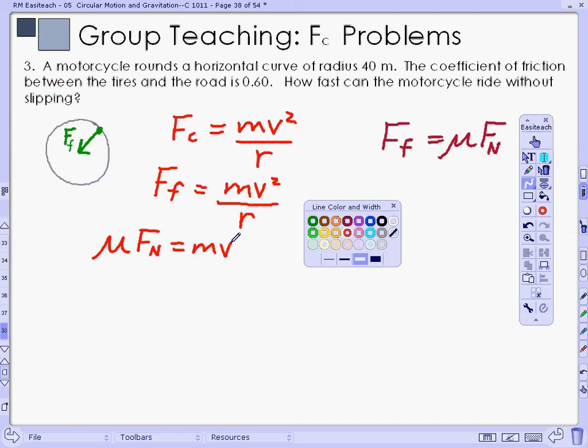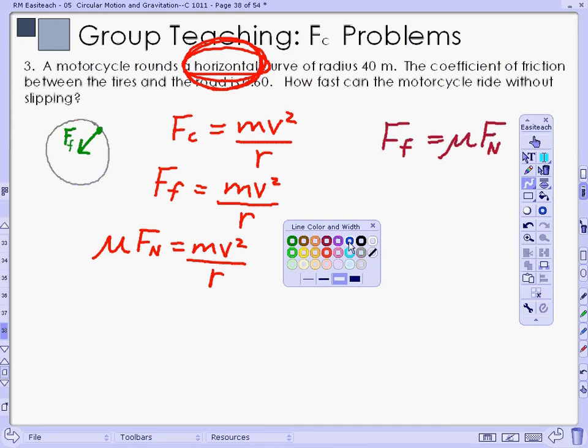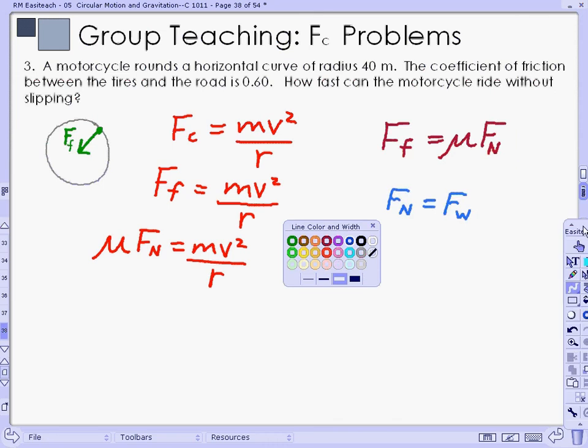Now here's the part that we have to explain a lot and take some visualization. This is the key to the problem. It says on a horizontal curve. When something is on a horizontal surface, we know that force normal is equal to the force weight, which means it's equal to mg.